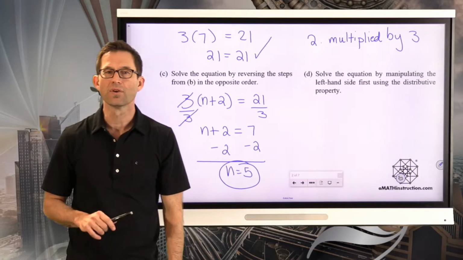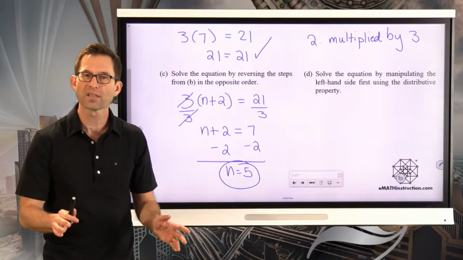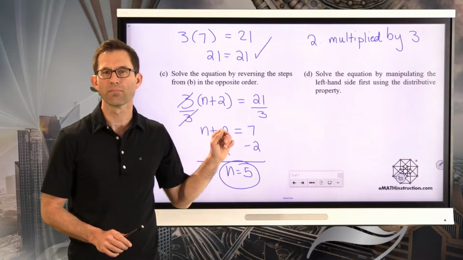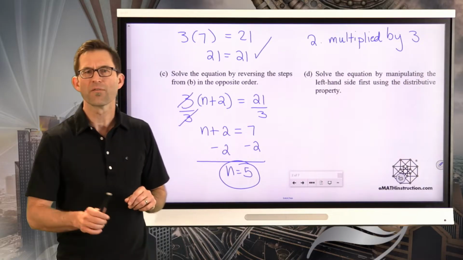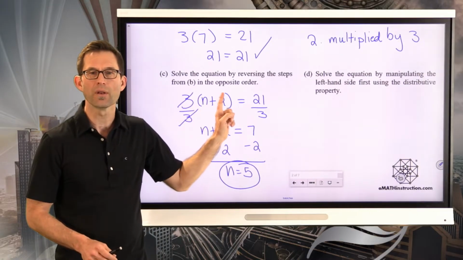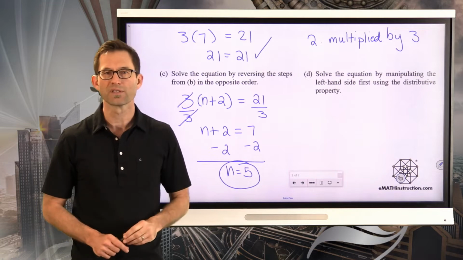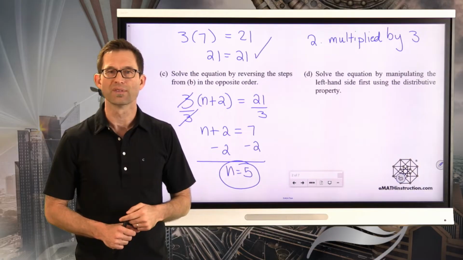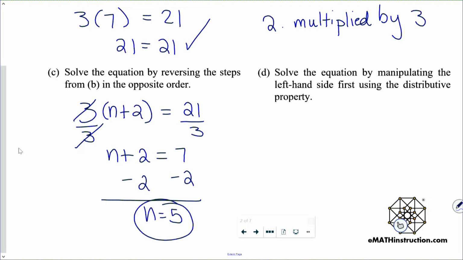Now, you might be saying to yourself, wait a second. In the last lesson, when we had equations like this, 3 times n plus 2 equals 21, the first thing we did was use the distributive property to write an equivalent expression on the left-hand side. Well, let's do that in letter D and see if we get the same answer. Solve the equation by manipulating the left-hand side first using the distributive property.